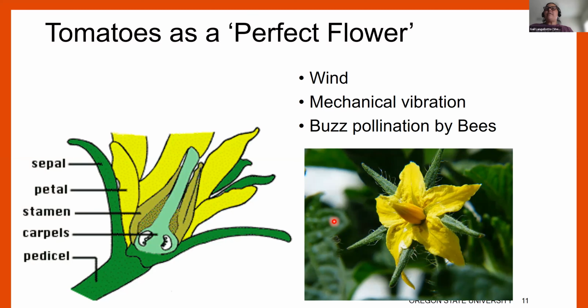Since this is a perfect flower, tomatoes are able to be pollinated by wind to help move the pollen from the male to the female parts of the flower. Things like mechanical vibration can also be used, but without a doubt, buzz pollination by bees that buzz, and that includes things like bumblebees, are absolutely the most effective for good tomato pollination.